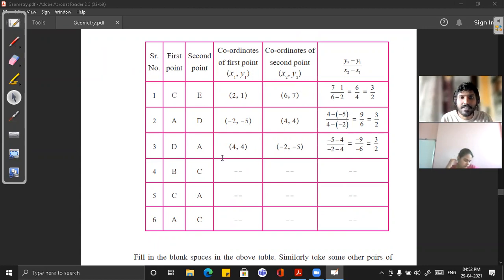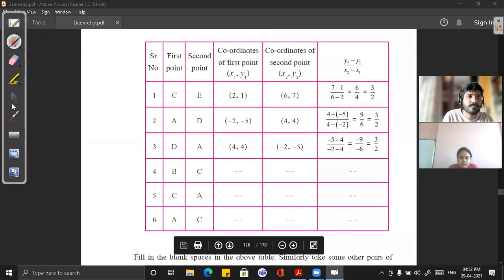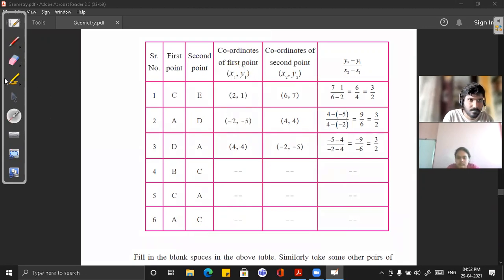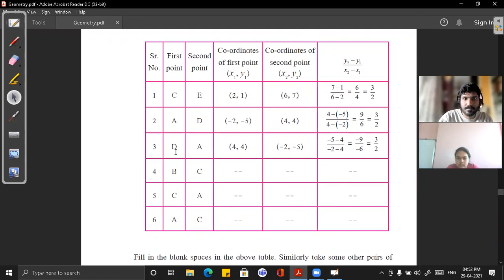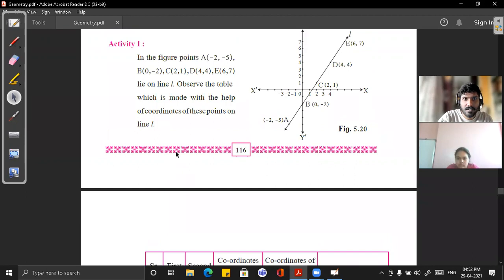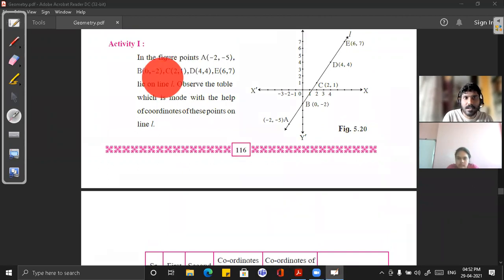Okay, so they've said, if you look at the figure, this is the figure here. It is said in the figure, points A, B, C, D, E lie on this line L here. Observe the table which is made with the help of the coordinates of these points on line L.